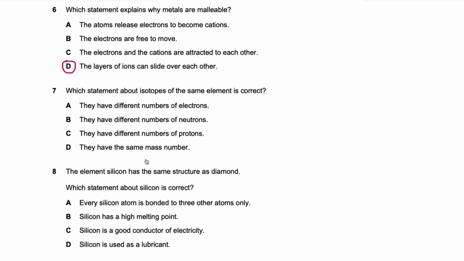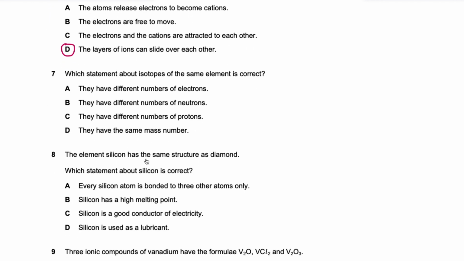Now we move to question 7. Question 7 says which statement about isotopes of the same element is correct. Isotopes of the same element have the same number of electrons. Let's take a look at which one we can use. We can use carbon 6, carbon 12. Okay, isotope means elements having the same atomic number, the same number of protons, but different mass number. That's the meaning of isotope.